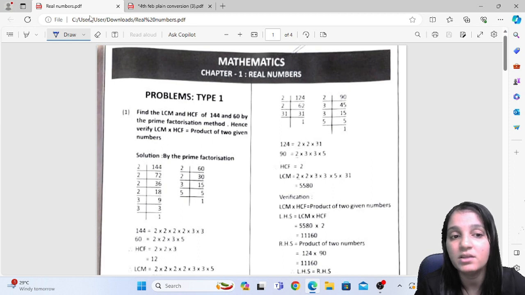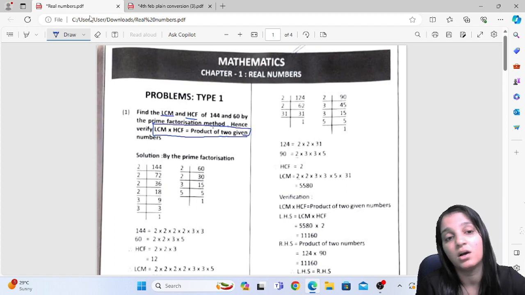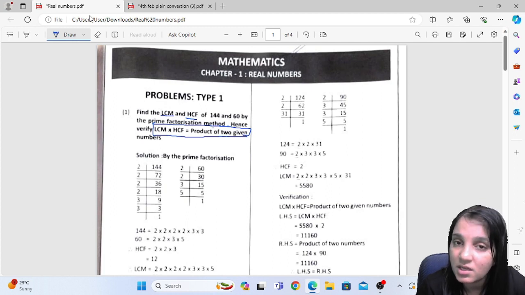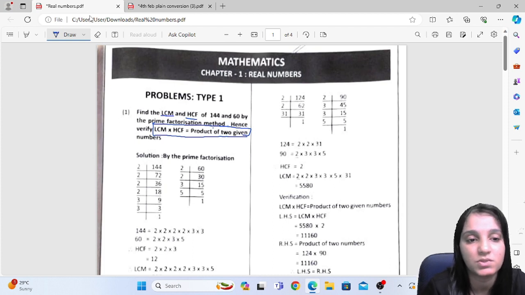Find the LCM and HCF. We have studied about this LCM and HCF in lower classes, of 144 and 60 by the prime factorization method. Hence verify whether, and this is an important statement, always a formula: LCM into HCF is always the product of the two given numbers. LCM of these two numbers and HCF of these two numbers, when we multiply, we will get the product of the two original numbers which are given.